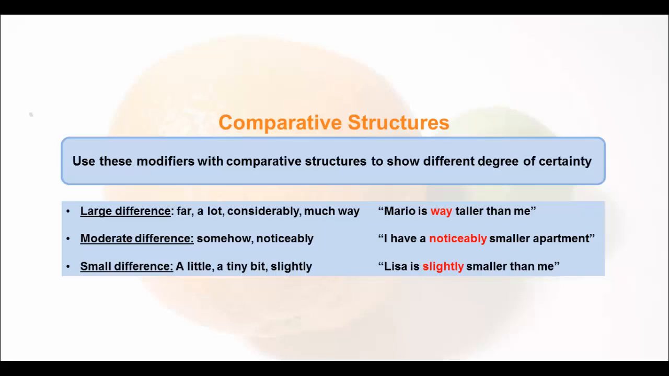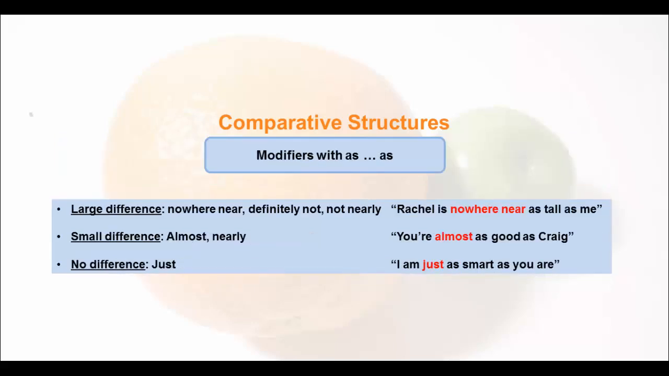For a small difference, use modifiers like a little, a tiny bit, or slightly. Lisa is slightly smaller than me. And when comparing using as, for a large difference, use nowhere near, definitely not, or not nearly. Rachel is nowhere near as tall as me.